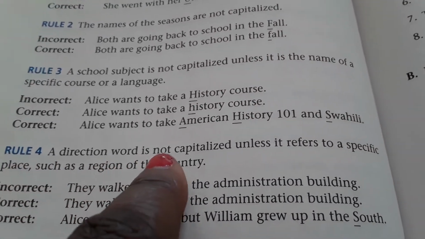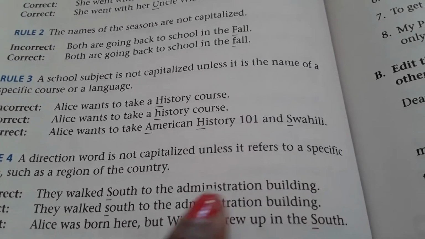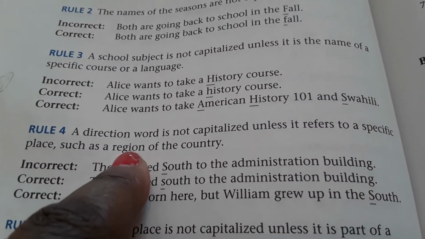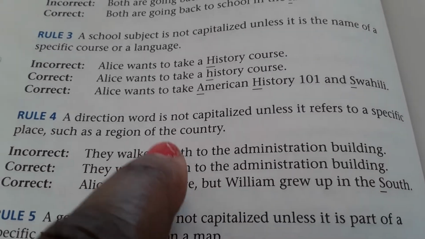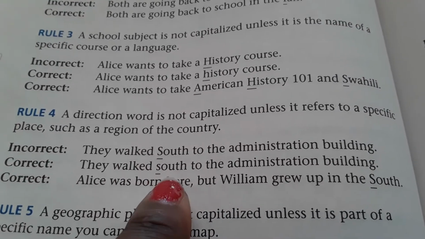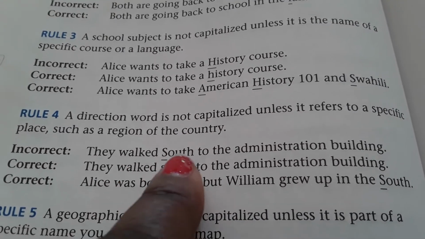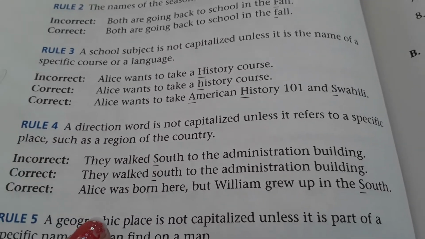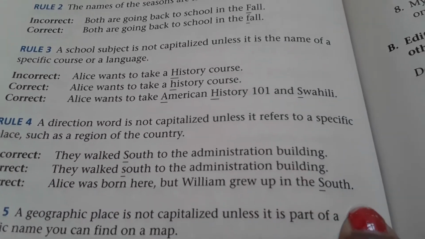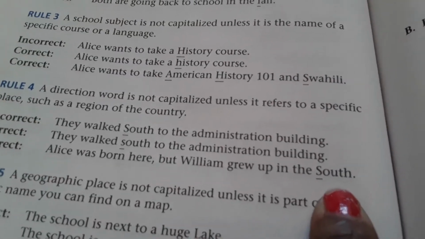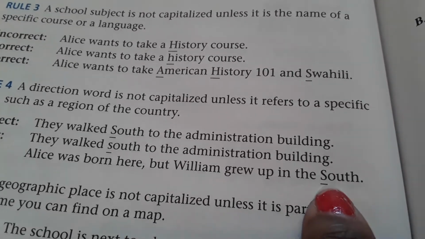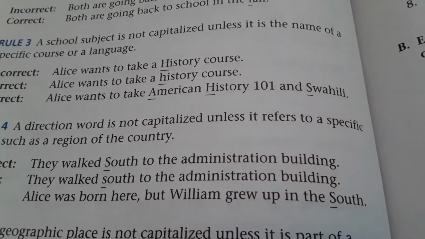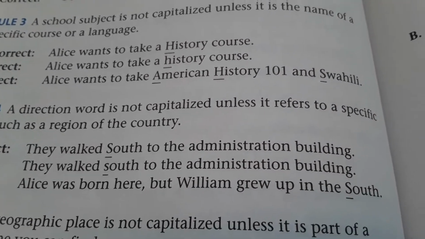Next one, a direction word is not capitalized unless it refers to a specific place, such as a region of the country. So if I say they walked South to the administrative building, I'm not going to capitalize it. That is incorrect. I'm just going to say they walked south because I'm telling you where they're going. But if I were to tell you I grew up in the South, now I'm capitalizing it. I grew up in the South, the North, the West, Midwest, Southeast, all of that, okay? Because I'm telling you a specific place, so I got to capitalize it. You notice that with capitalization, things are very specific. It's specific or it's not specific. That's the only time capitalization is used.